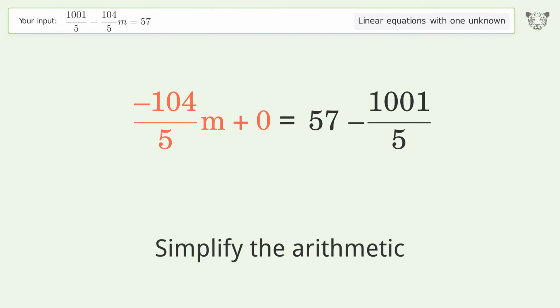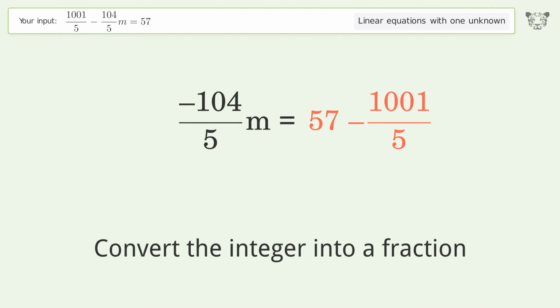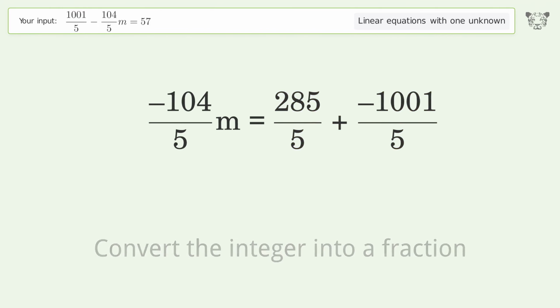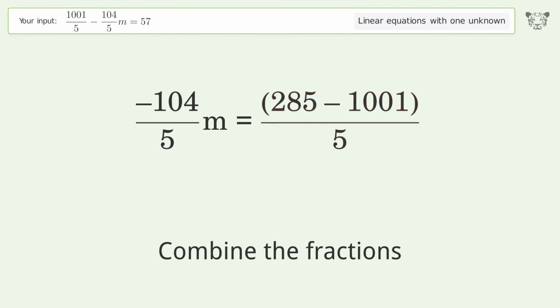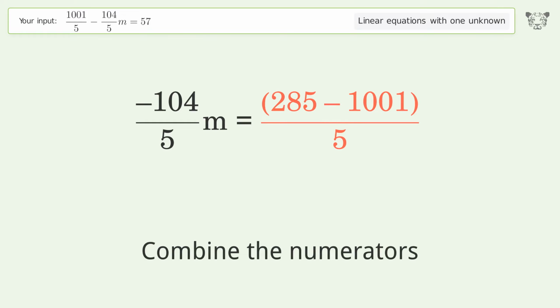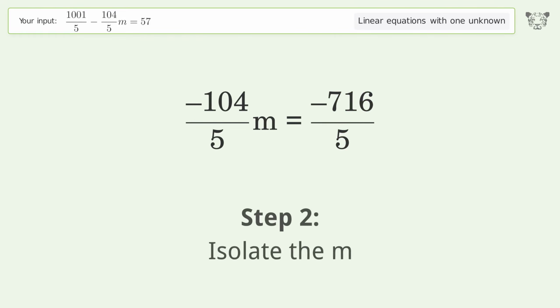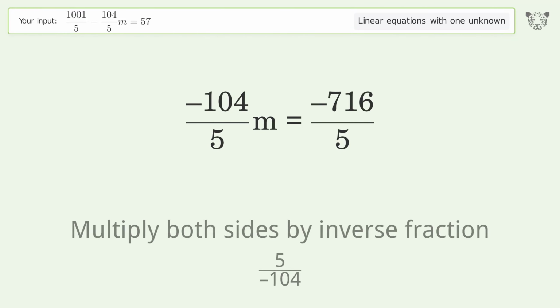Simplify the arithmetic. Convert the integer into a fraction. Combine the fractions. Combine the numerators. Isolate the m. Multiply both sides by inverse fraction 5/-104.